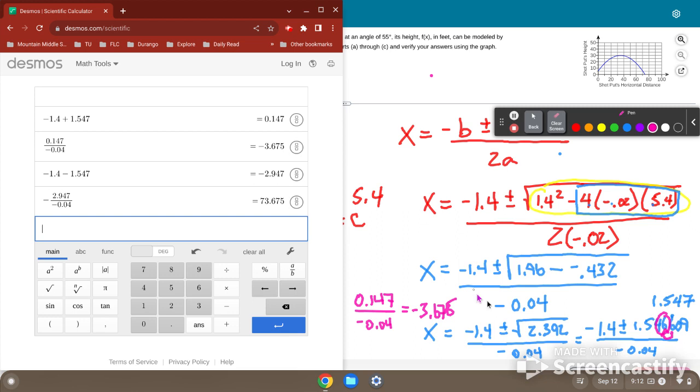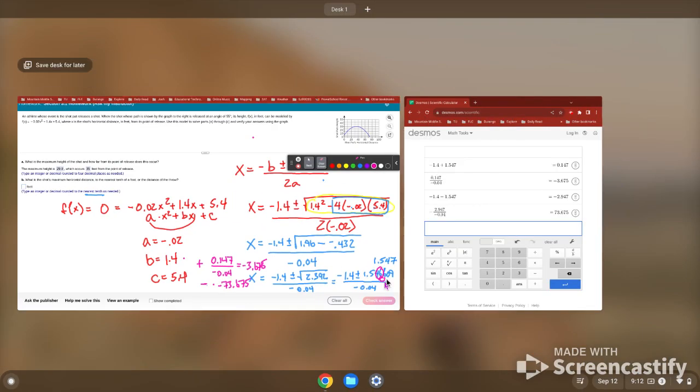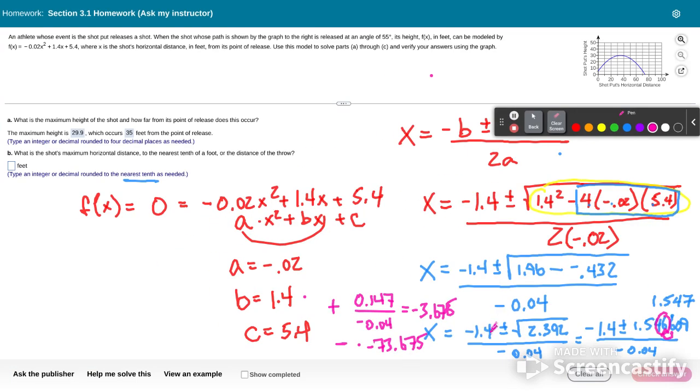And I find out that the negative portion is 73.675. So the negative portion is going to be negative 73.675, excuse me. Like I said, I have a terrible memory, especially when I'm trying to remember things and talk. So negative 73.675. That's the minus part. So what do I mean by the minus part? The minus part is because this equation is going to look at a positive version and a negative version.